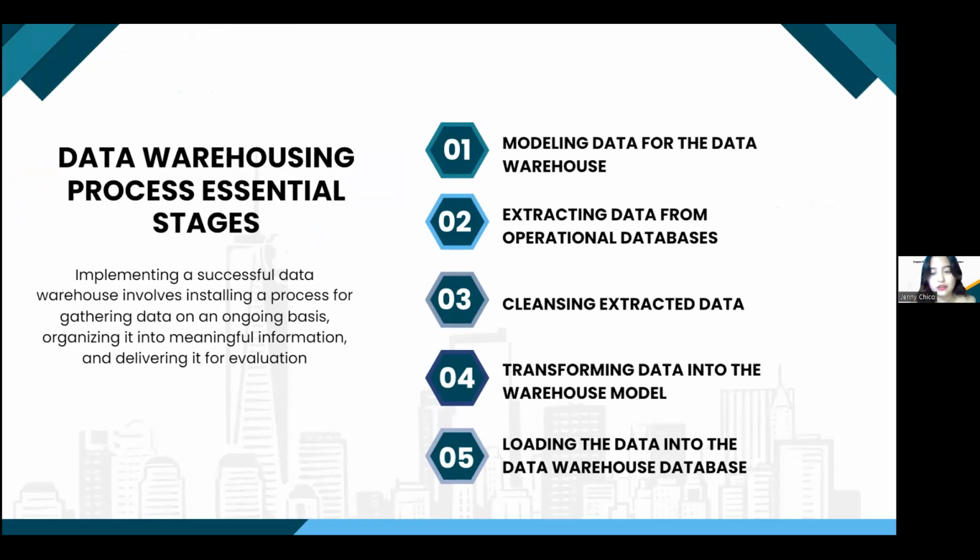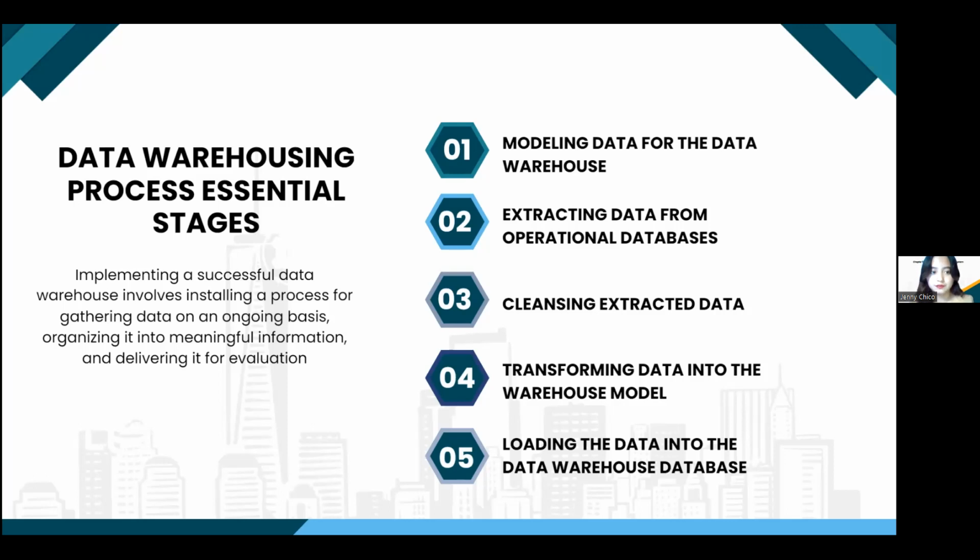So with that being said, we have essential stages for our data warehousing process. We have five. First is modeling the data for the data warehouse, extracting data from operational databases, cleansing extracted data, transforming data into the warehouse model, and the last stage is loading the data into the data warehouse database. Let's get to know them one by one.